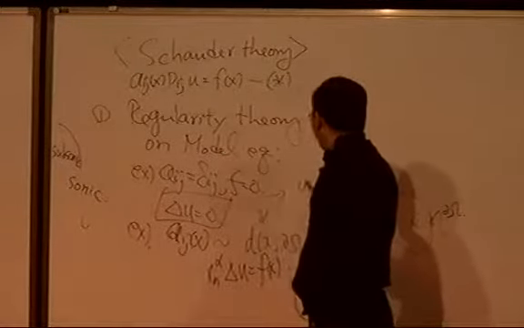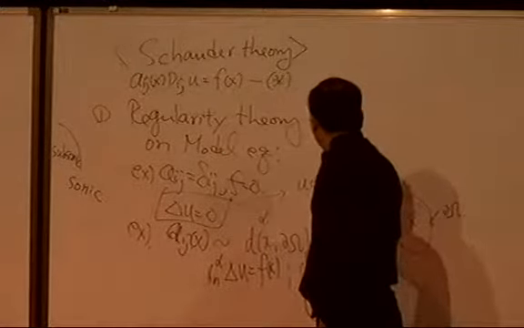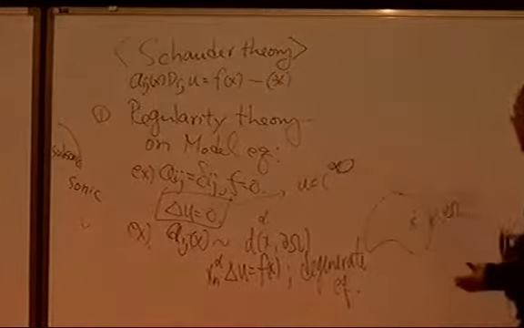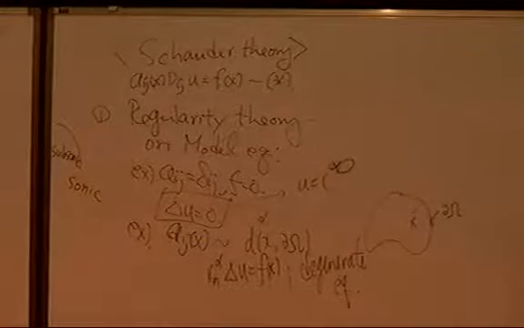So then u is C infinity. And a harmonic function is C infinity. So we don't need to discuss the regularity theory of the model equation. So that's the first one.